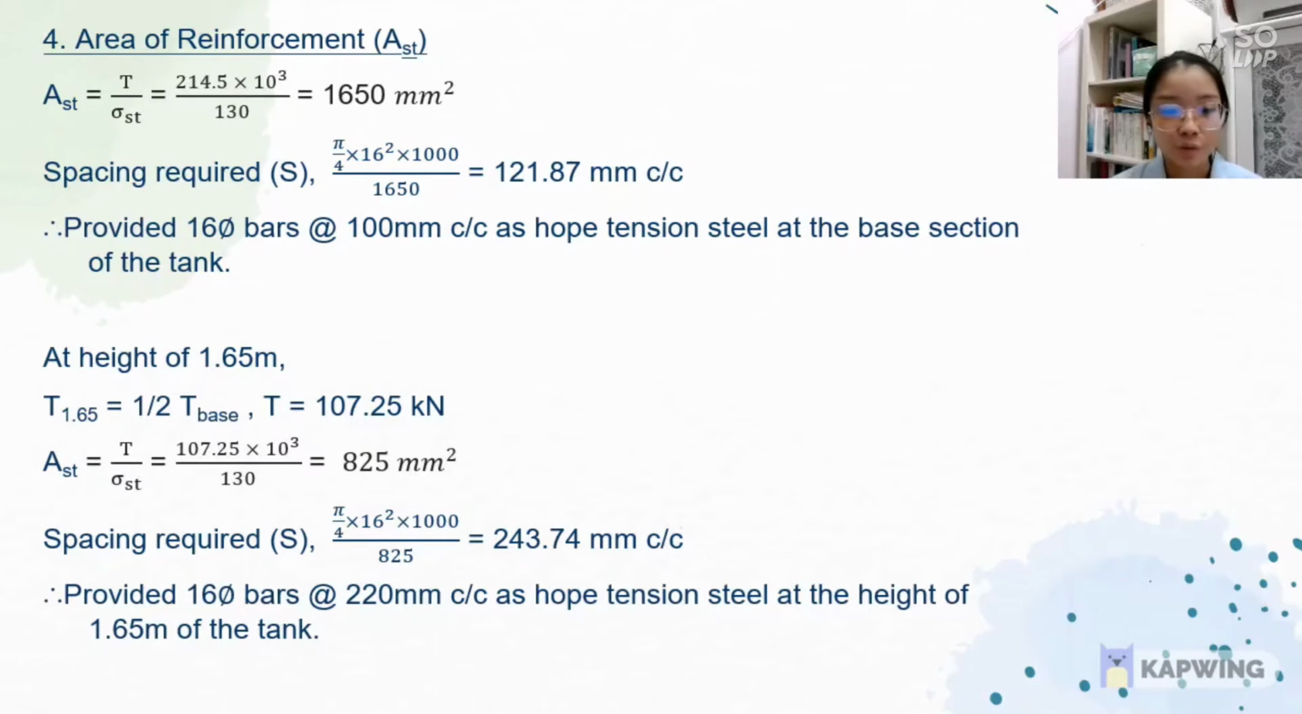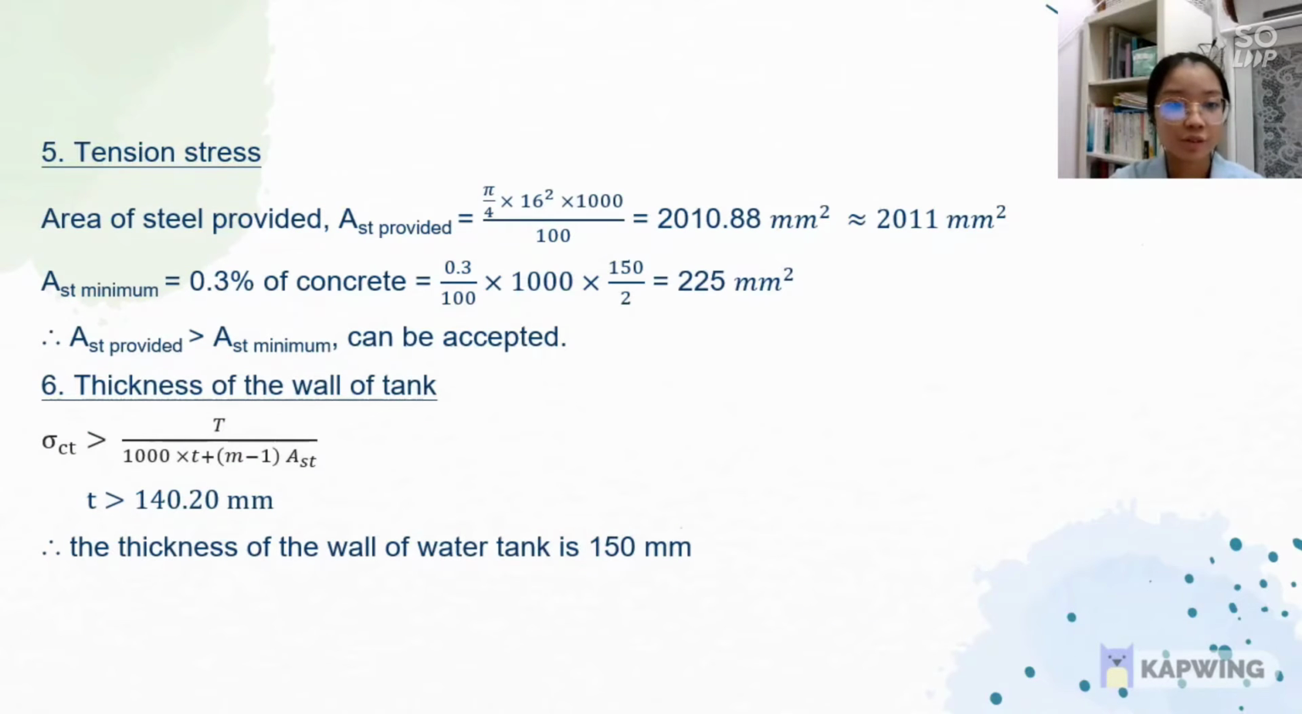In this area, we will use bars with 16 diameter and apply it with 220 mm center to center as the hook tension steel. Next, we need to check for the tensile stress. The area of steel provided, AST provided, can be found by using the data and inserting into the formula, which gives us a result of 2011 mm².